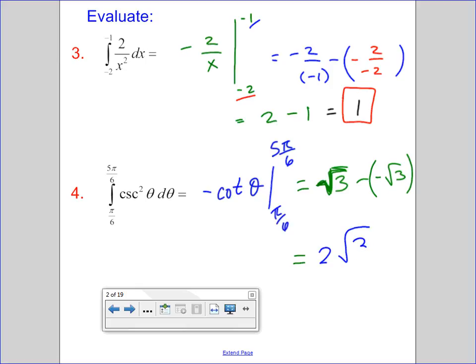Oh gosh. Here's the moment of truth. Raise your hand if you had 2 root 3. Did anyone else get that? You did! Hey! That's better than a poke in the eye. Oh, goodness.